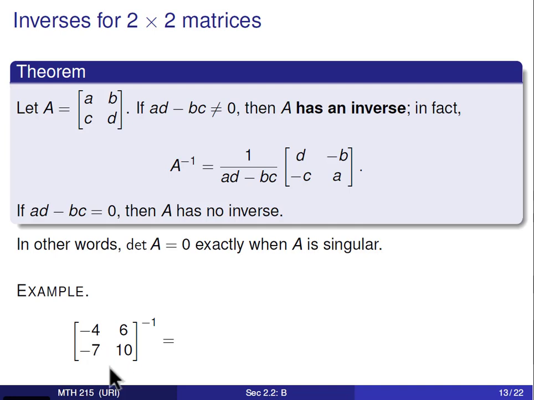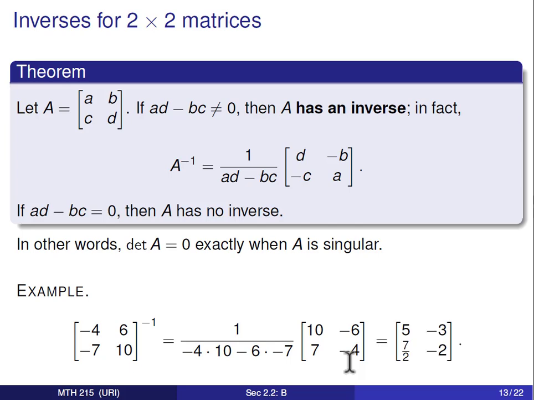Well, if we apply it one more time to this matrix, -4, 6, -7, 10, maybe you want to pause the video here and see if you can find the inverse for yourself. We'll just wait a few seconds. Okay, and now if we do this, we're going to start with 1 over the determinant. So we'll have 1 over -40 minus -42. This fraction becomes 1 over +2. We're going to switch the entries around. 10 and -4 trade places. 6 and -7 end up changing signs. And then when we take 1/2 and multiply it through this matrix, that's where we get the 5, -3, 7/2, -2 we saw before.